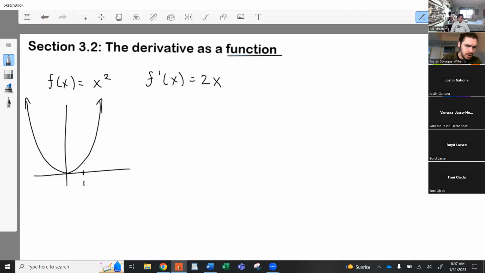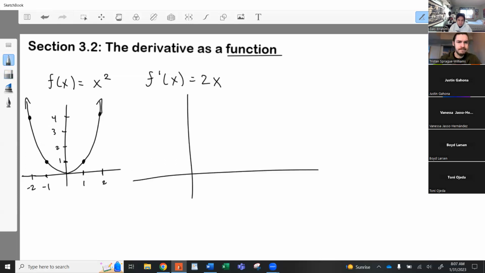Say 1 is here, and then 1 would be like there on the y-axis. -1, 1. So we have these points, right? 1, 1, -1, 1, and then 2, 4, -2, 4, those points up there, right? So that is our x squared graph. The graph of 2x is a little different than that.